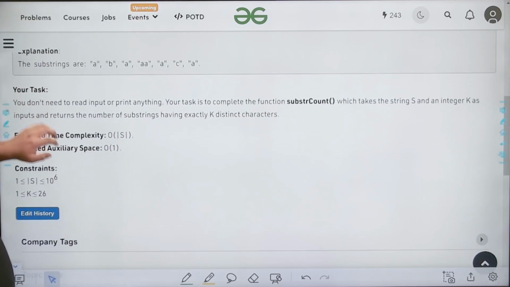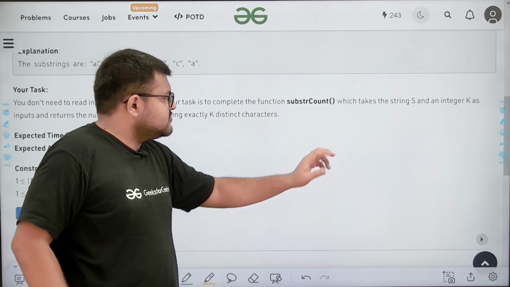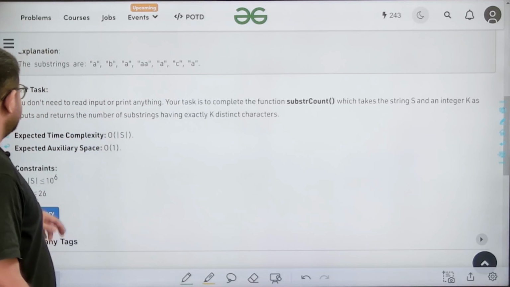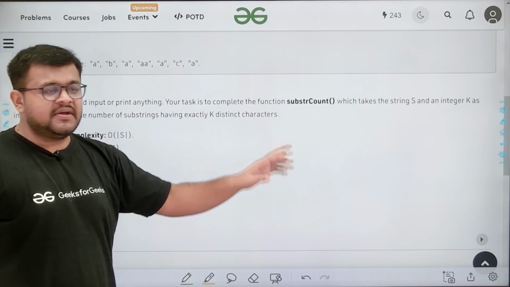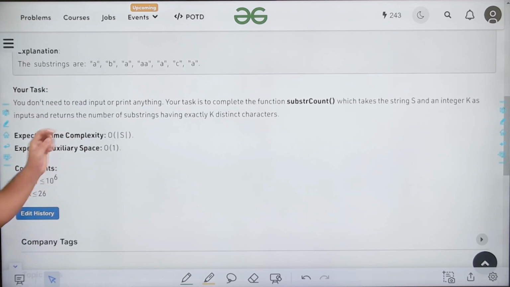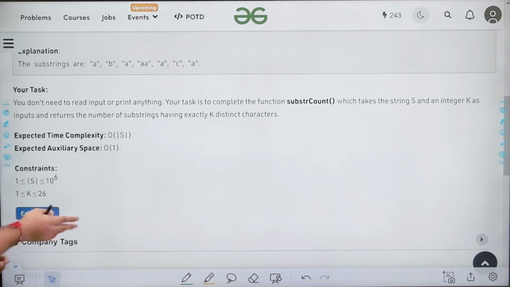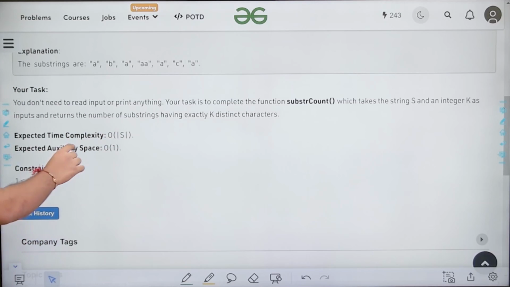Your task is to complete the function substring count, which takes the string s and an integer k as input and returns the number of substrings having exactly k distinct characters. The expected time complexity is big O of |s|, that is the length of the string, and the expected auxiliary space is constant, and the constraints are given here.